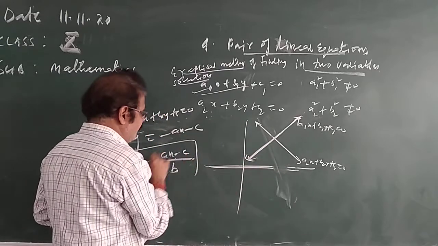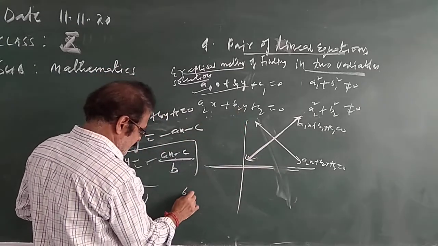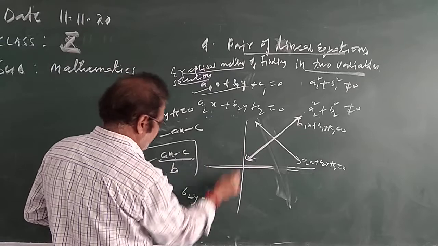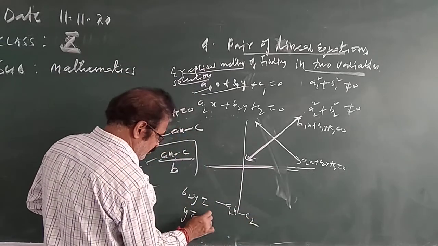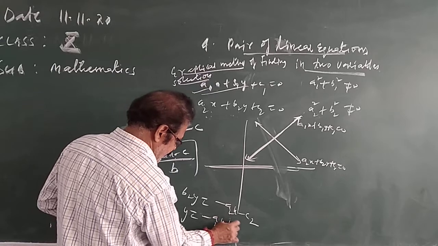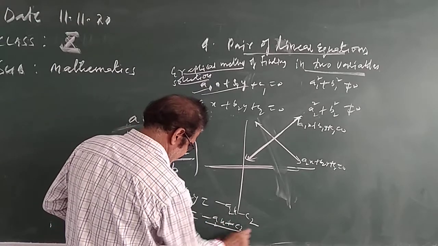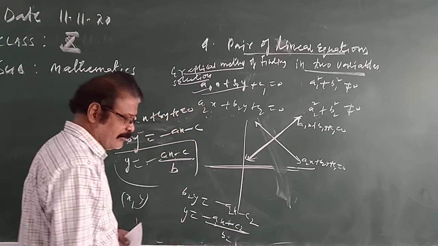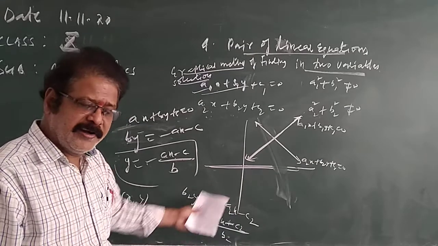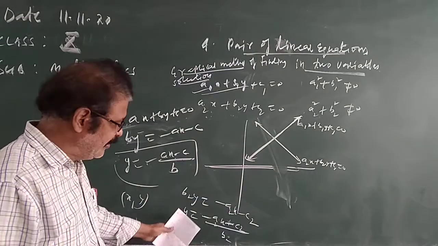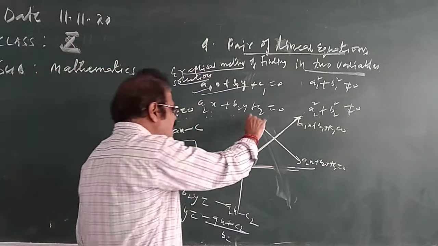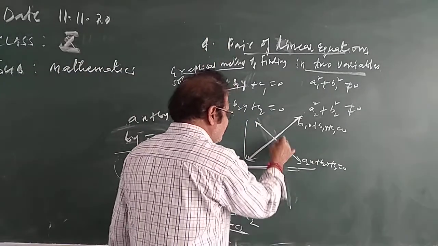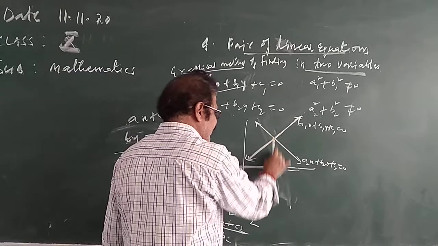This is also written in this form: b2y is equal to minus a2x minus c2, so y is equal to (minus a2x minus c2) by b2. Like this, you take positive and negative values of x, substitute in that, and we will get y values. So list them out, plot all those points, and we will get this line. These two lines are intersecting here.